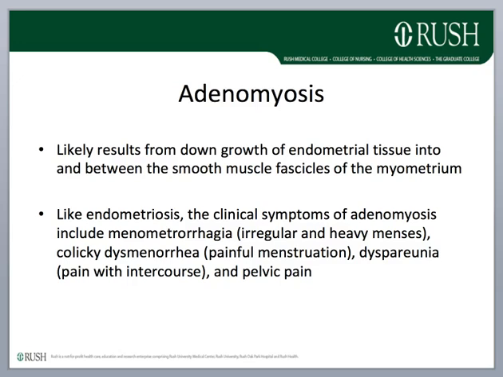The cause of adenomyosis likely is from downgrowth of endometrial tissue into and between the smooth muscle fascicles of the myometrium. Why this occurs is not known, whether it's due to mechanical or other causes. Similar to endometriosis, the clinical symptoms of adenomyosis include menometrorrhagia, colicky dysmenorrhea, dyspareunia, and pelvic pain.